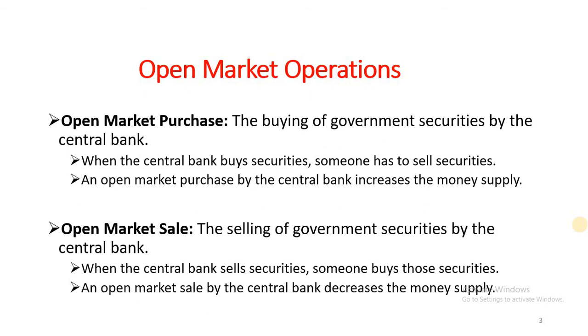And an open market sale indicates the selling of government securities by the central bank. In this case, the central bank sells government securities to the public. So, an open market sale by the central bank decreases money supply.